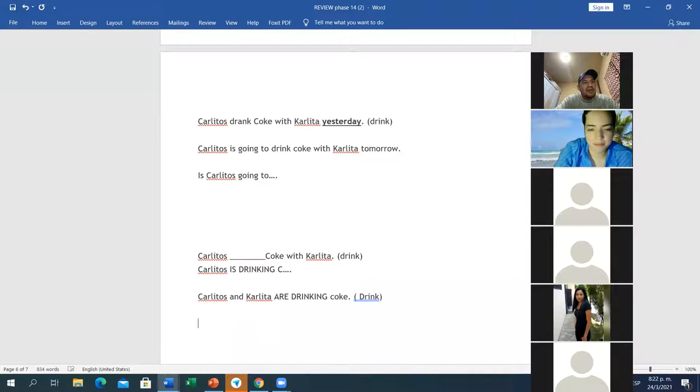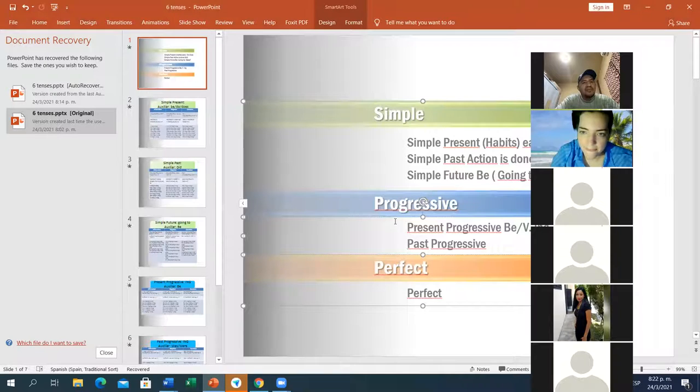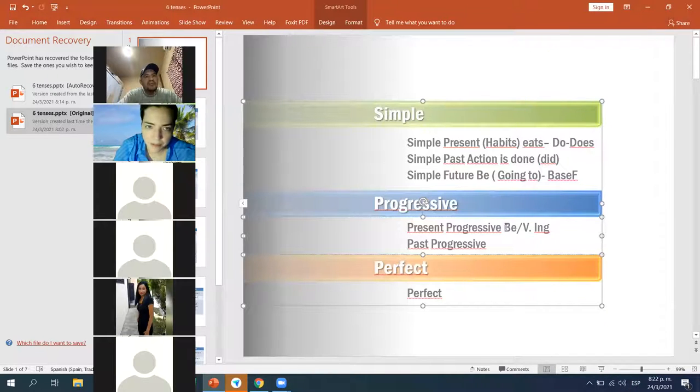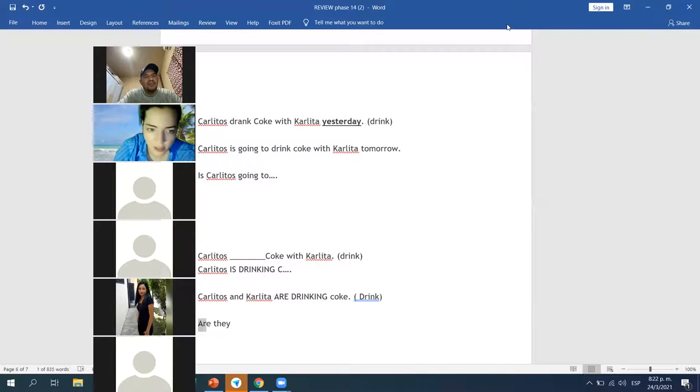Podría ser are they? Are they. ¿Por qué? ¿Por qué es they? Ellos. Dos personas. Porque son dos. Porque ellos, Carlitos y uno más, Carlita, son dos personas, there are two. Entonces, por eso es are they, como nuestro auxiliar es el verb be, ¿sí? Verb be, y como son dos ahorita, it's not the same, no es lo mismo.